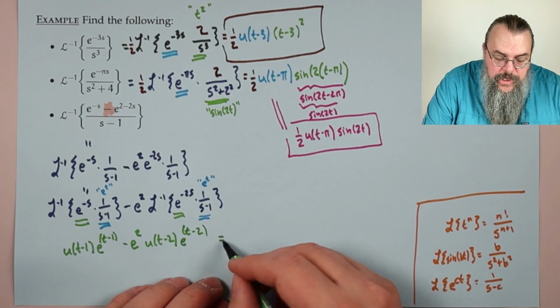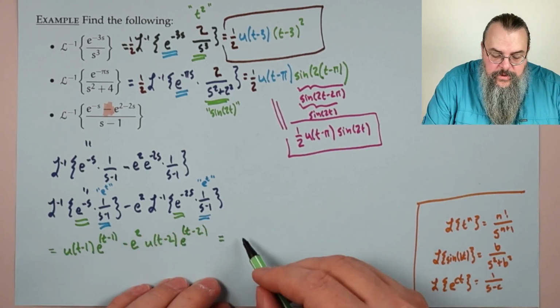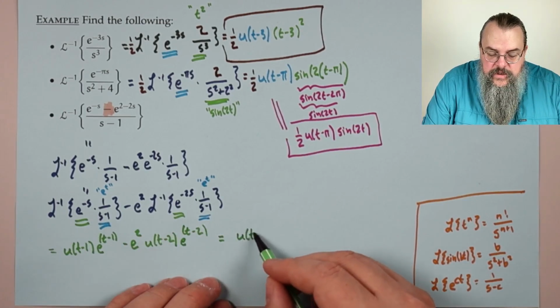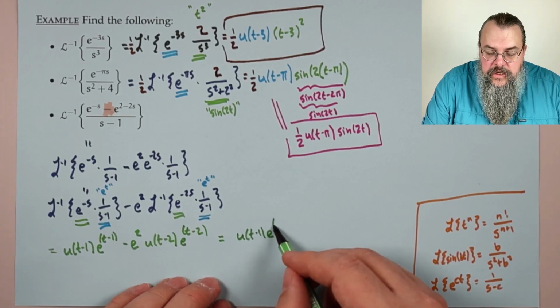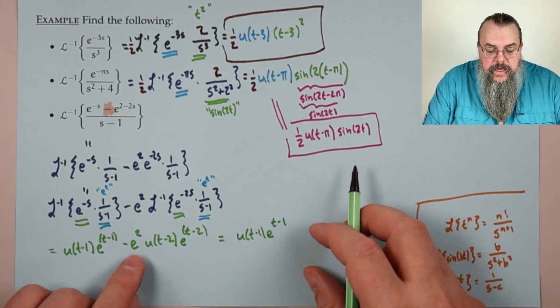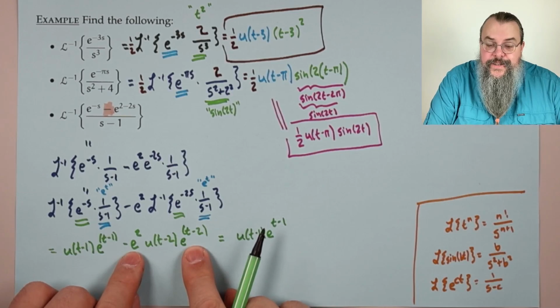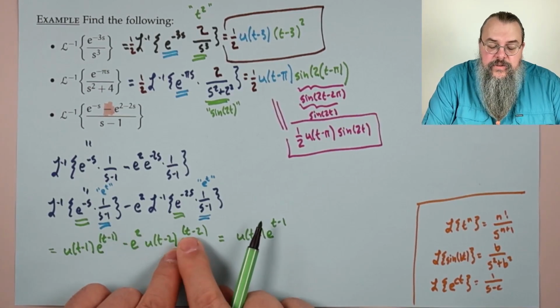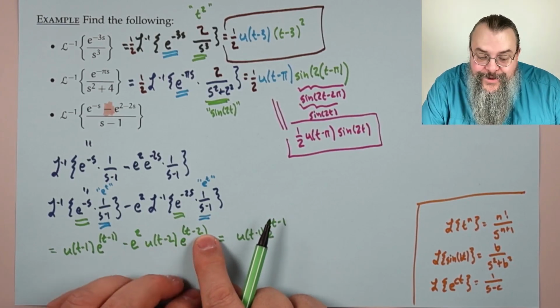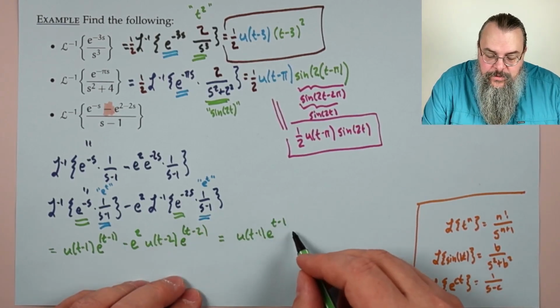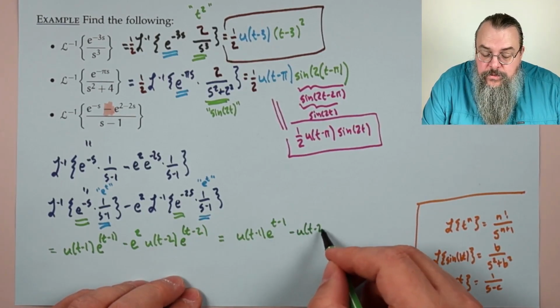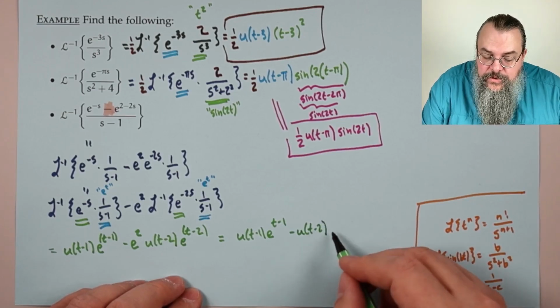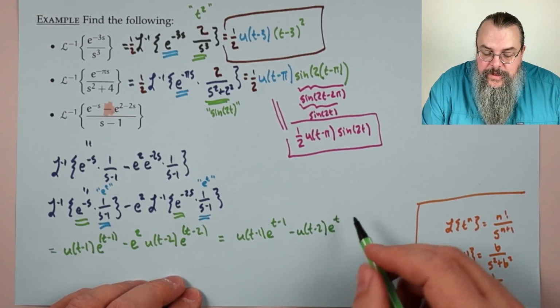And so, what do we have? Well, we can do one more cleanup here. So we have u of t minus 1, e to the t minus 1, and notice we can combine. So this e squared can combine, so it's t minus 2 plus 2, which will leave us with u of t minus 2, e to the t.